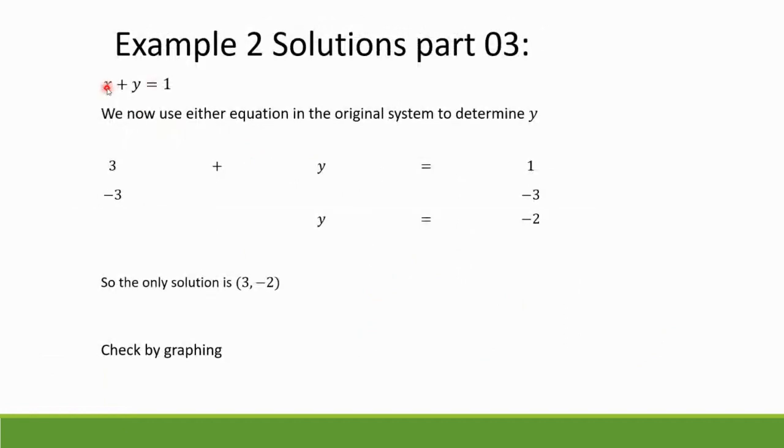So from here, we have x plus y is 1. Again, you could substitute into either equation. So if x is 3, that's what we did. We get 3 plus y equals 1. Then we subtract 3 from both sides. And we get y equals minus 2. And so the only solution then is (3, -2).